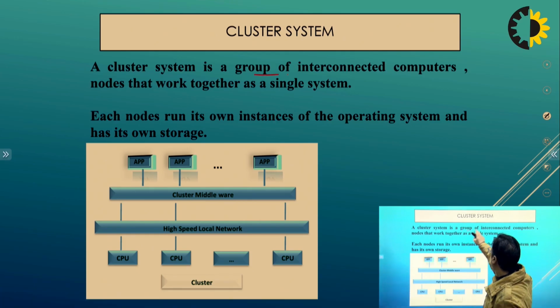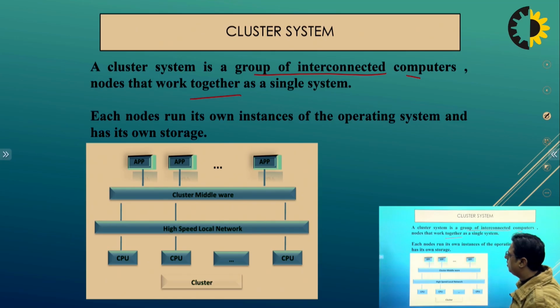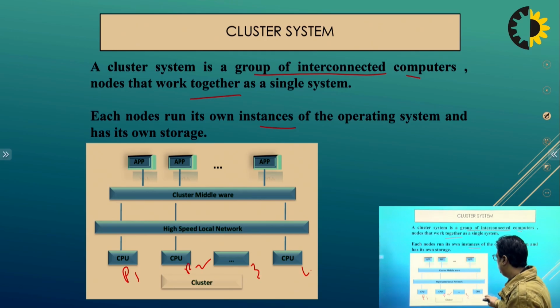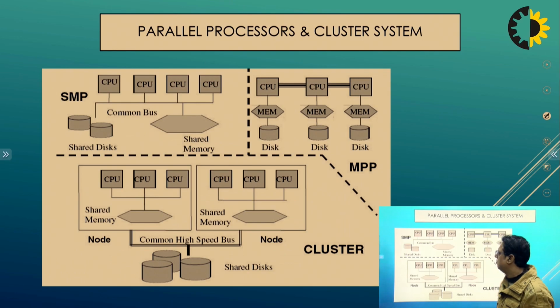A cluster system is a group of interconnected computer components and nodes that work together as a single system. Each node runs its own instance of the operating system and has its own storage. These are the processors P1, P2, P3 and P4. This is the local high-speed network, the cluster middleware, and these are the individual applications run on individual processors. This is the whole architecture of the cluster system, and all the CPUs work as their own complete clusters.